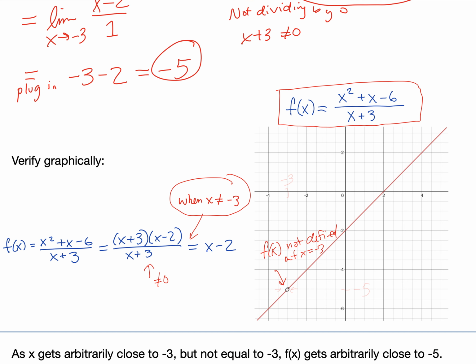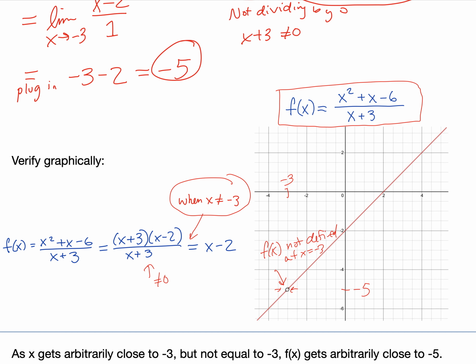And just one more point, yes, when x is equal to negative 3, or when x is getting close to negative 3, the function value f of x is getting close to negative 5.